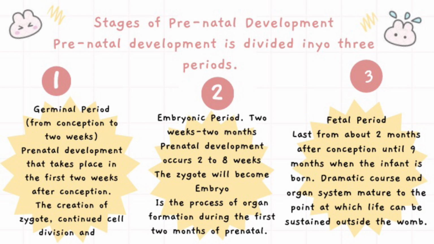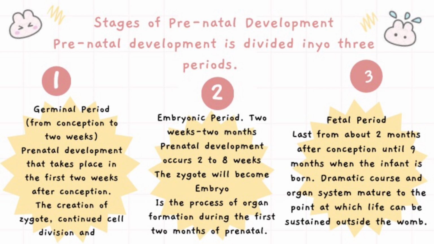First is the germinal period. This is from conception to 2 weeks. Prenatal development that takes place in the first 2 weeks after conception. It includes the creation of the zygote, continued cell division, and the attachment of the zygote to the uterine wall.